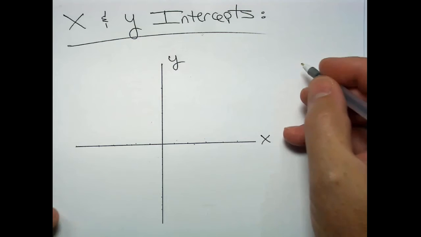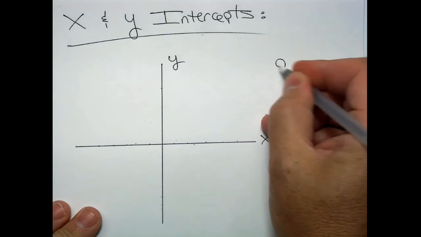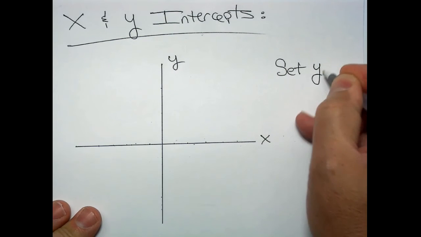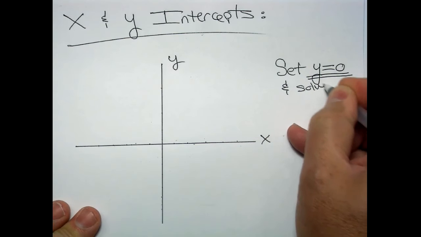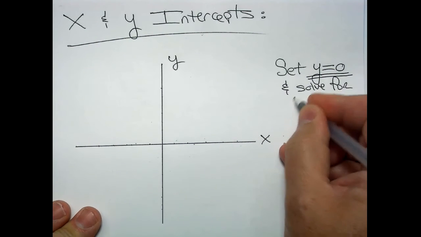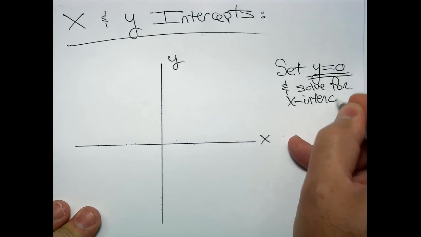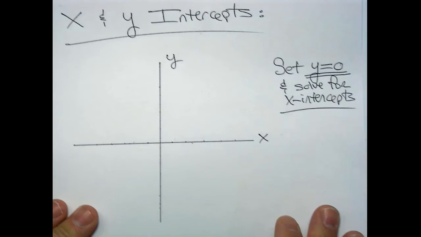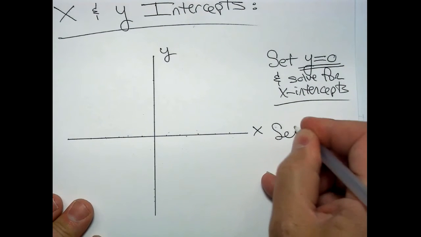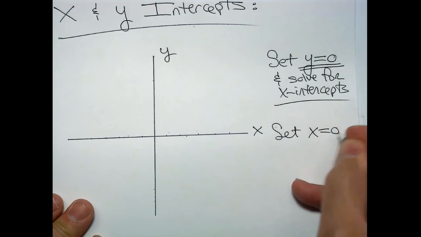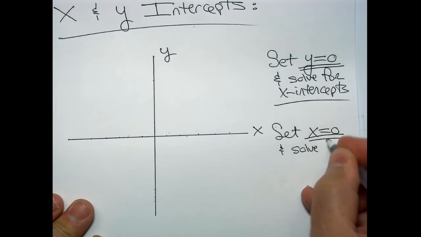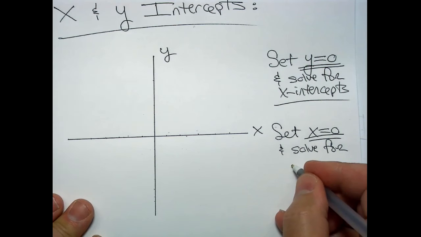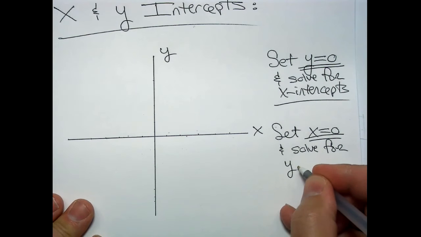So let's summarize that. I want you to set y equal to 0 and solve for the x-intercepts. That's how you do it. For the y-intercepts, I want you to set x equal to 0 and solve for the y-intercepts.